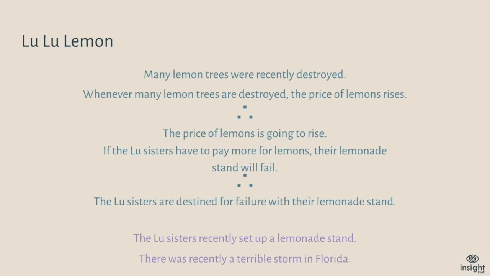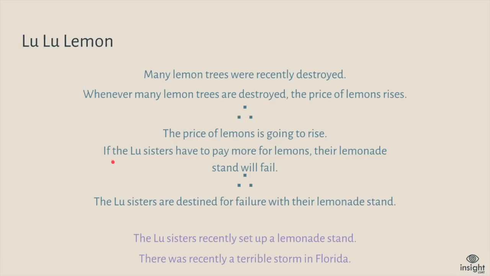Alright, let's get to it. The conclusion of this blurb is this. The Lou sisters are destined for failure with their lemonade stand. Terrible, right? Well, how do we get there? Well, we know because of that storm that many lemon trees were recently destroyed. We also know this conditional here. Whenever many lemon trees are destroyed, the price of lemons rises. So we can conclude from that that the price of lemons is going to rise.